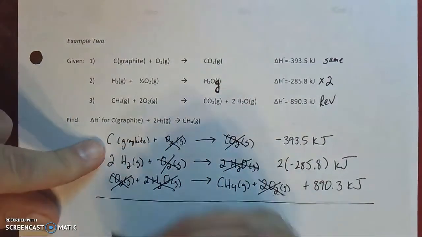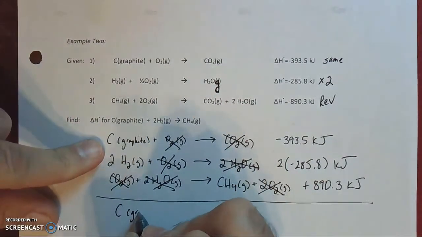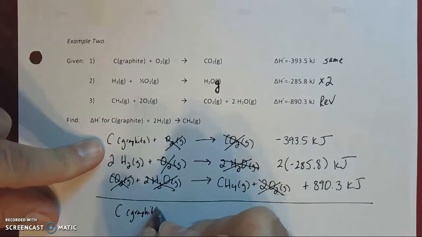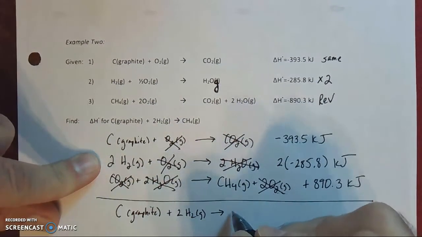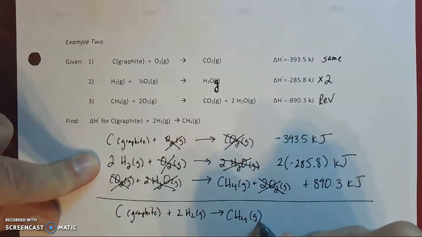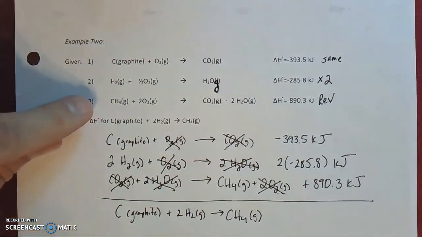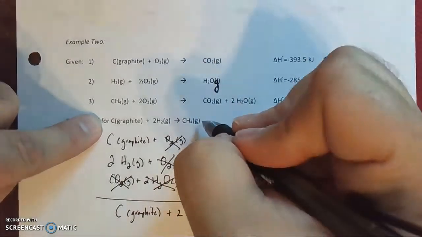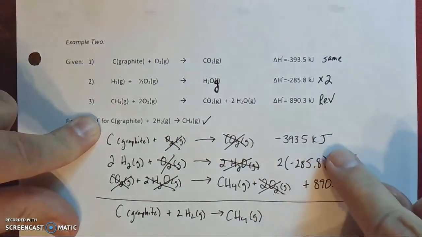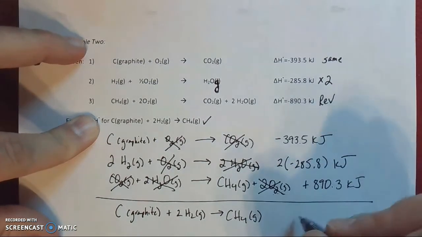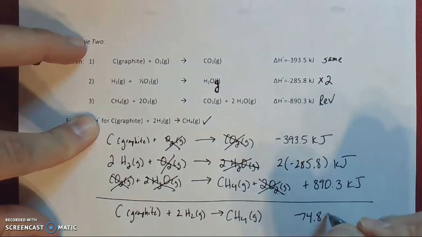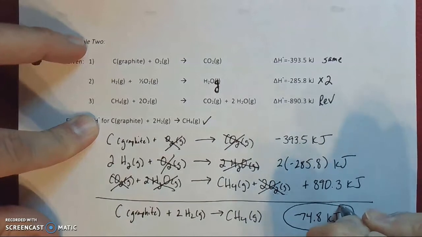And I'm left with C graphite plus 2H2 gas yields CH4 gas. And that matches what I want here. So all I have to do now is add all of these values together, and you should get negative 74.8 kilojoules. That is our answer.